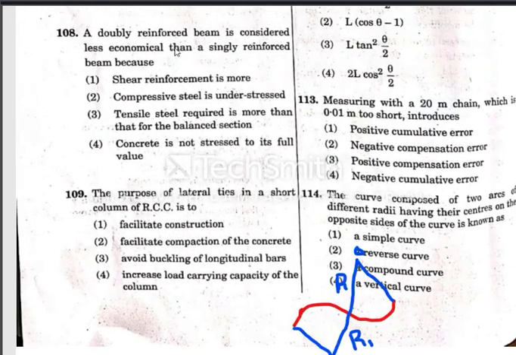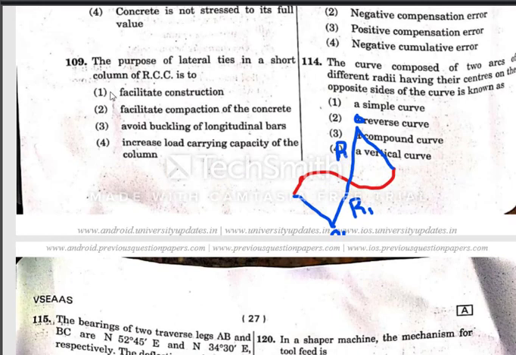And the next question: a doubly reinforced beam is considered less economical than a singly reinforced beam because what? Because the compressive steel is under stress. So a doubly reinforced beam is considered less economical than a singly reinforced beam because compressive steel is under stress. So option 2 is the correct answer for this question.